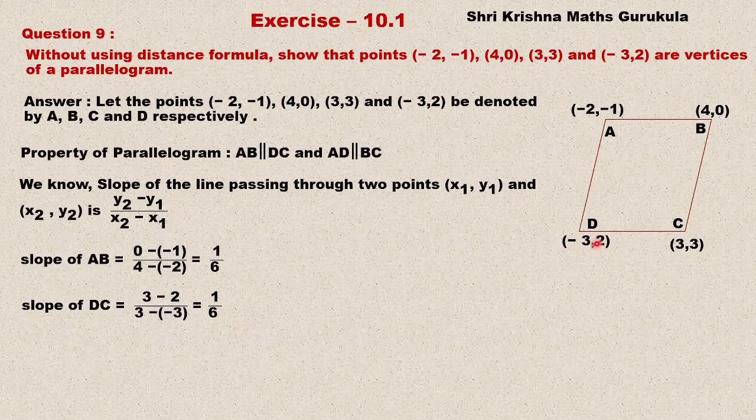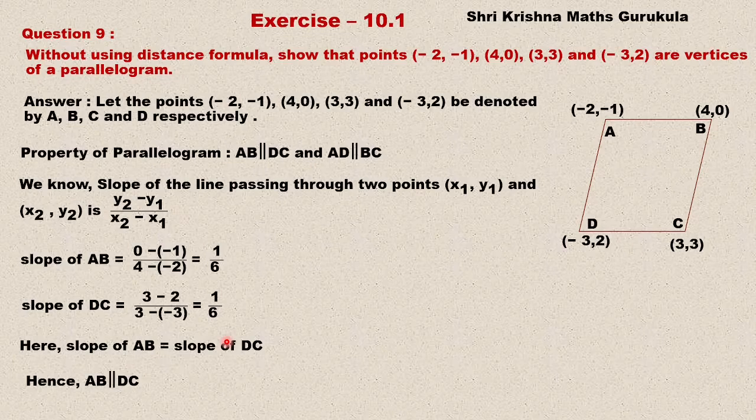Slope of DC is equal to, now this is x1, y1 and this is x2, y2. This x1, y1 and x2, y2 can be interchanged, it doesn't affect the slope. So this is y2 minus y1, so 3 minus 2 is 1. 3 plus 3 is the denominator, that is x2 minus x1. So again we got the slope as 1 by 6. So what can we say? Slope of AB is equal to slope of DC. That means AB is parallel to DC, that is, side AB is parallel to side DC. Half of the thing we have proved now.